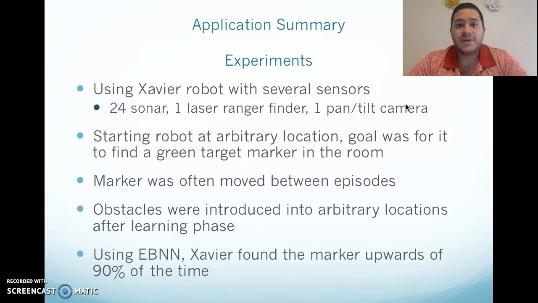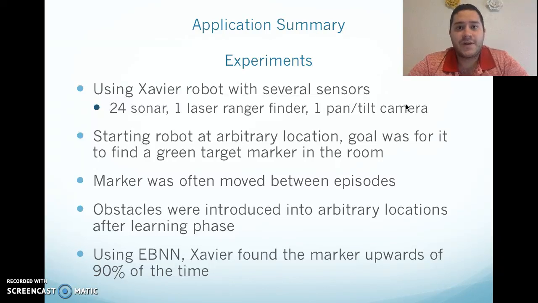So in between each learning episode, it would learn. In other words, it would either fail or get to the goal, and then it would start over. They would randomly place it again, and they would move the marker again. And they did this several different times to try to learn this equation.